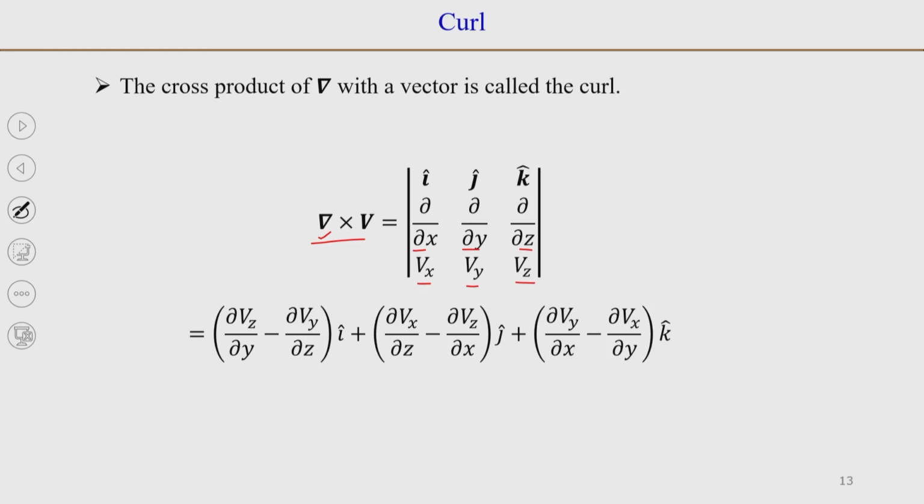So, when you simplify it or write it in the expanded form, the first term will be i (del v z over del y minus del v y over del z), plus j (del v x over del z minus del v z over del x), plus k (del v y over del x minus del v x over del y).